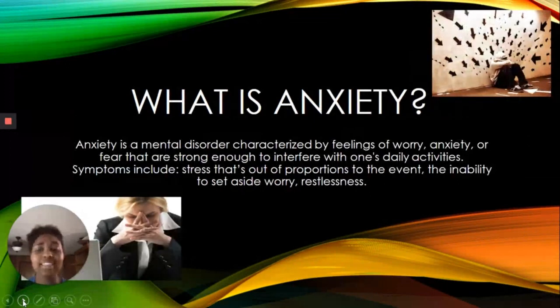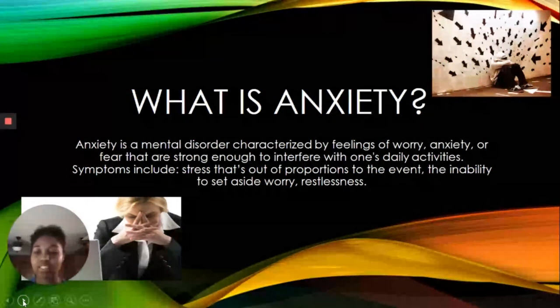What is anxiety? Anxiety is a mental disorder characterized by feelings of worry, anxiety, or fear that are strong enough to interfere with one's daily activities. Symptoms include stress that is out of proportion to the events, the inability to set aside worry, and restlessness. From the two pictures above and below, you see examples of anxiety and worry and what it symbolizes and how it makes one look and feel.